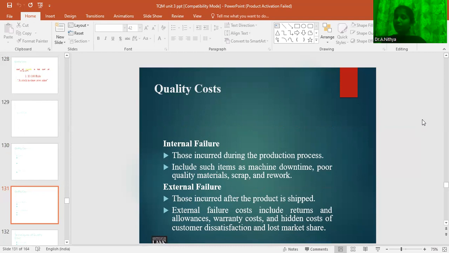And what is internal failure? These occur during the production process, like machine downtime, poor quality materials, scrap and rework, etc. External failure costs are incurred after the product is shipped. These include returns and allowances, warranty and guarantee, hidden costs, sales promotion techniques, advertisement, etc., to improve customer satisfaction and to regain market share.